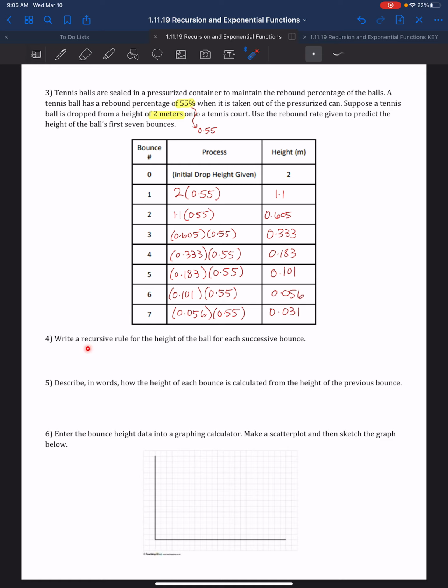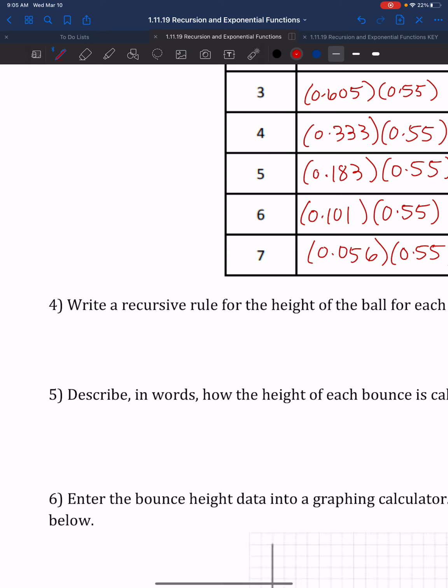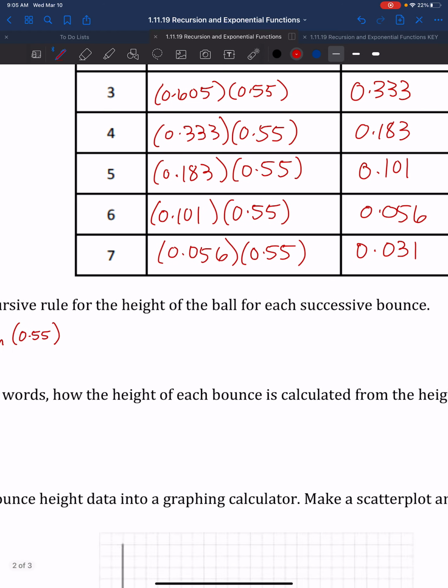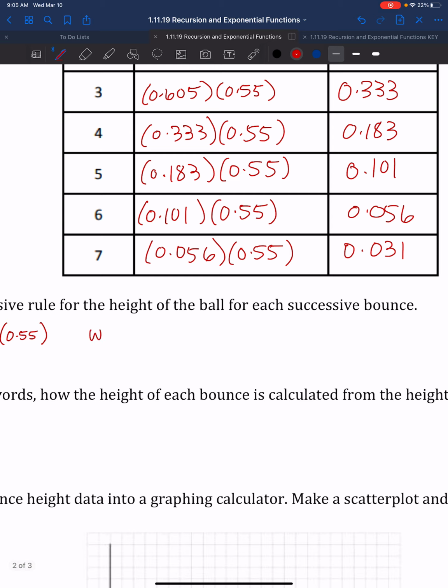Now, number 4 says write a recursive rule for the height of the ball for each successive bounce. So if I'm doing a recursive rule, remember it is the height of the next bounce, so h sub n plus 1, is equal to the height of the current bounce times 0.55. And I'm going to specify just a little bit where n has to equal 0, 1, 2, 3, and so on. And our starting value, h sub 0, is equal to 2.